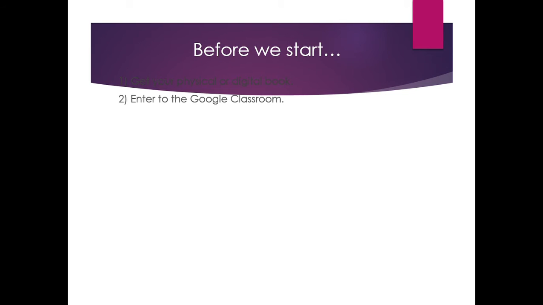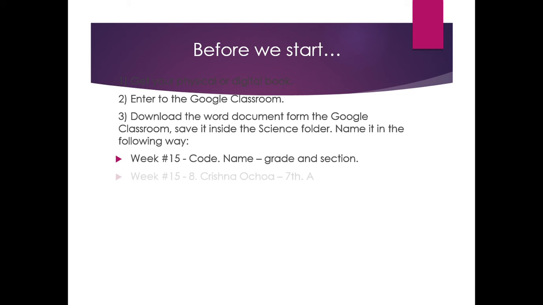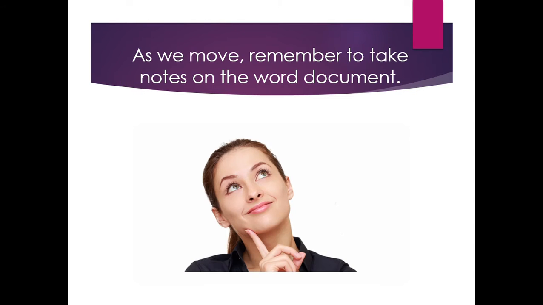Before we start, just like always, get your book, enter the Google Classroom, download your Word document, and save it in your science folder. And of course, name your document just like it is specified right below. As we move, remember to take notes on the Word document so you can keep track of the most important things from there.